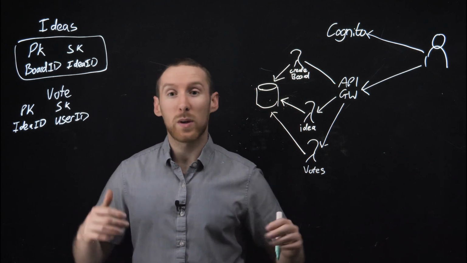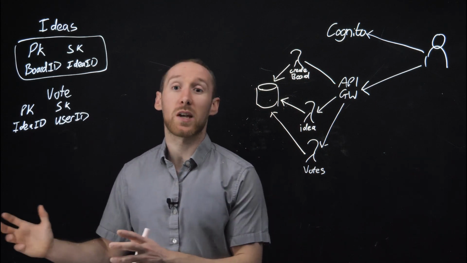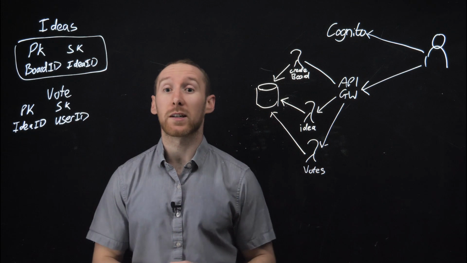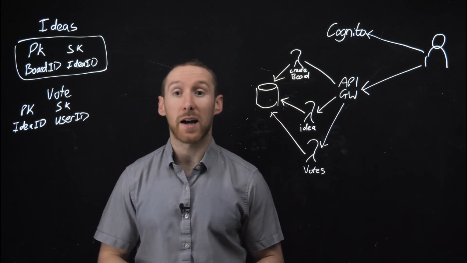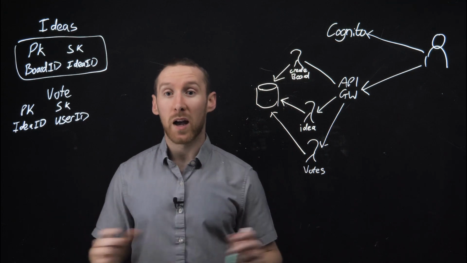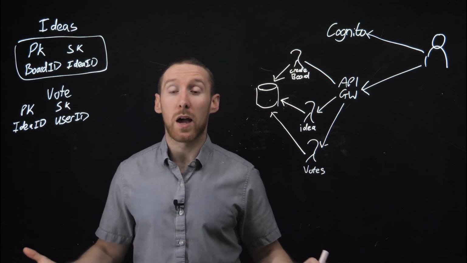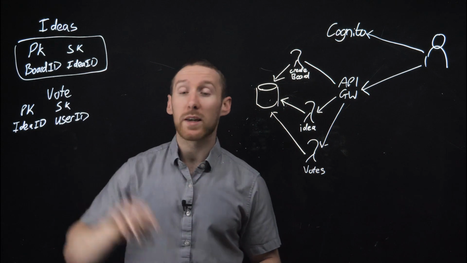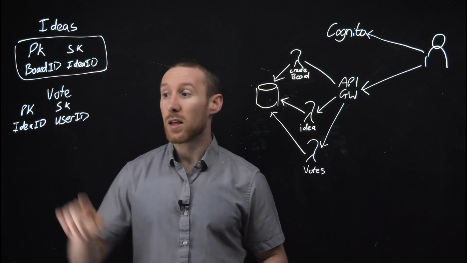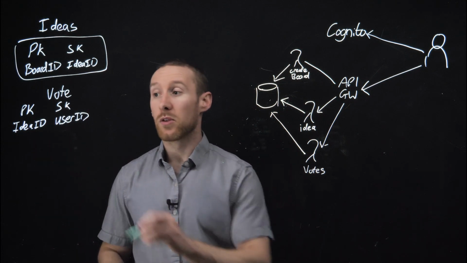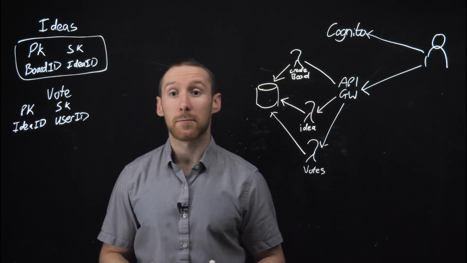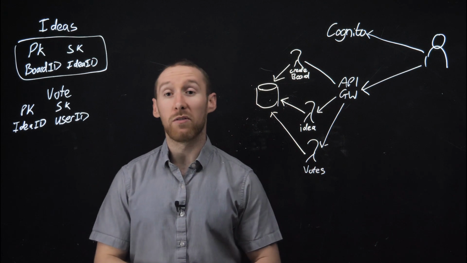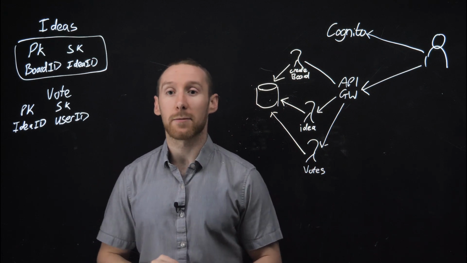If they have, we don't want them to be able to vote twice for the same idea, so we'll just reject that request. If we look up the idea and the user ID combination and find that there isn't any record for that, then we can add it. This setup also means that we can query on the PK of a specific idea to get the total number of votes for that idea.